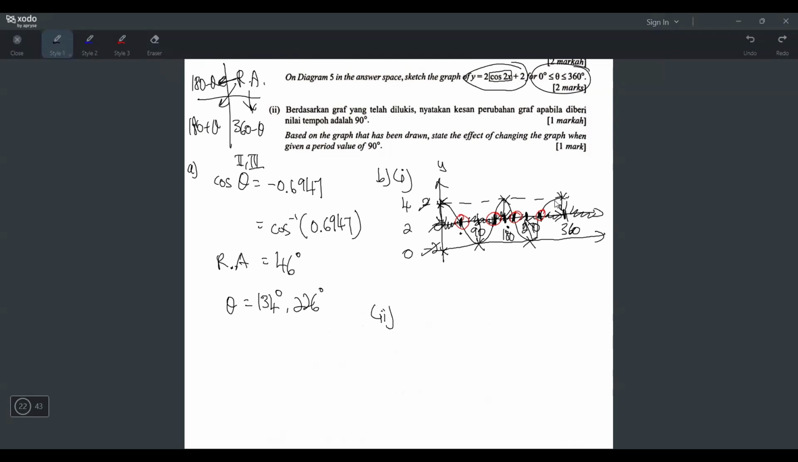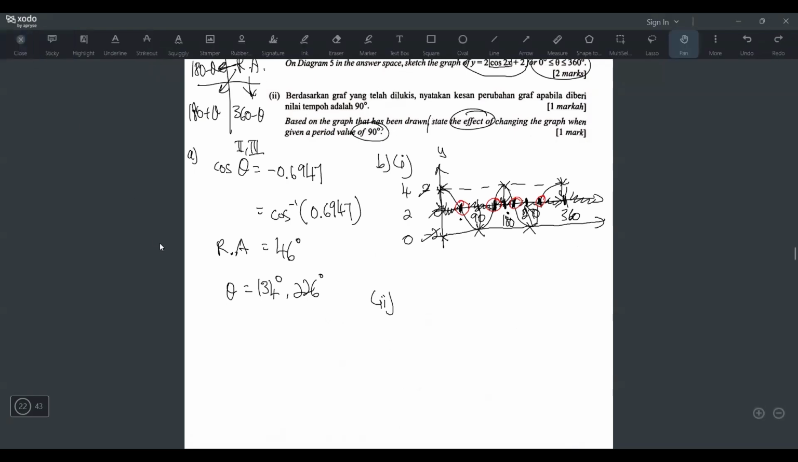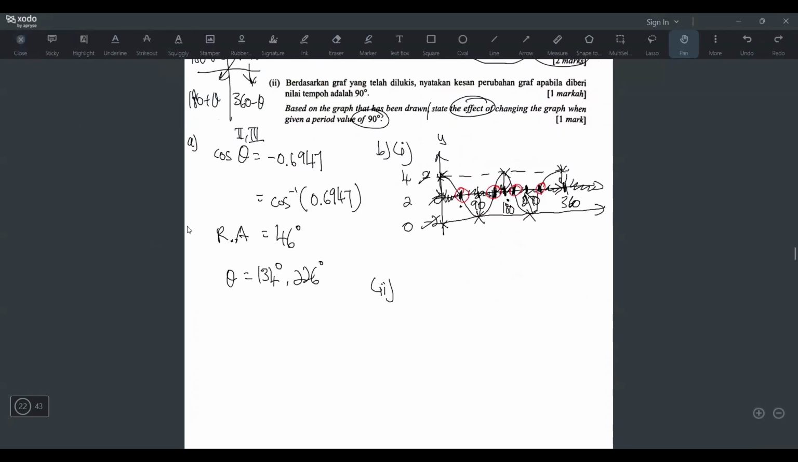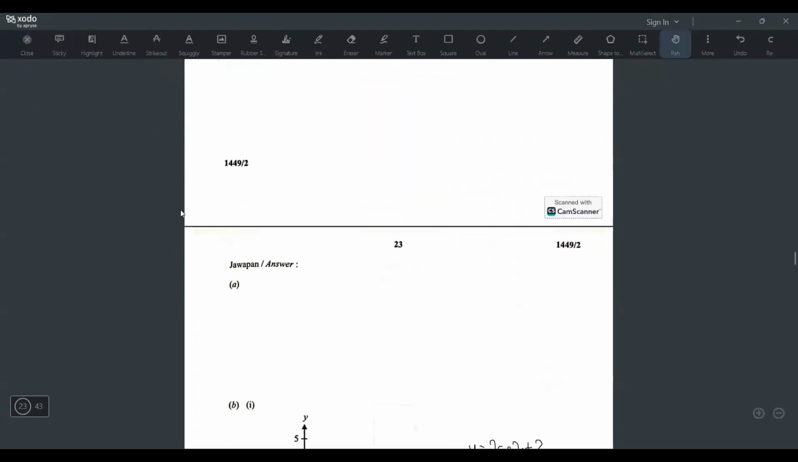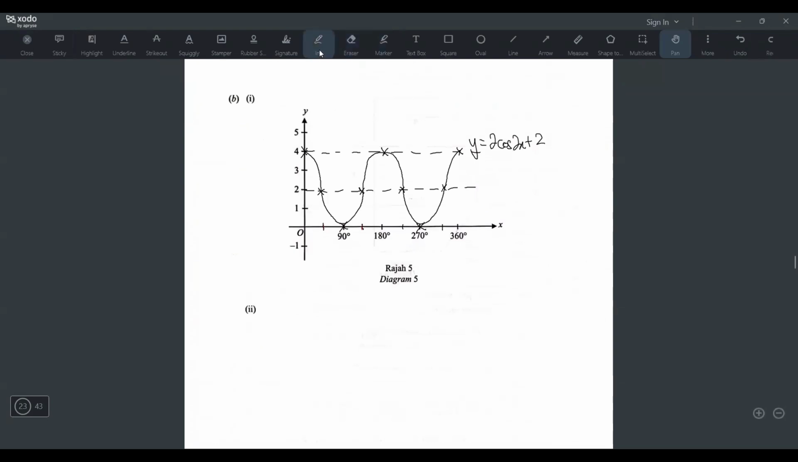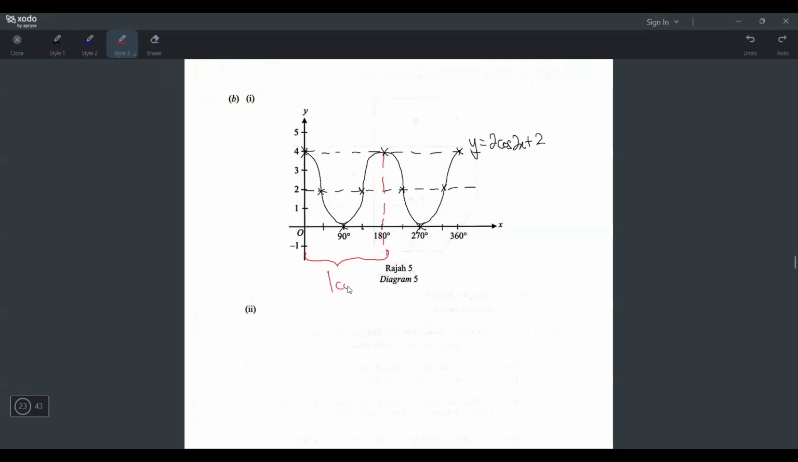Okay, number 2 now. Based on the graph that has been drawn, state the effect of changing the graph when given a period of 90. Okay, let's talk about period and cycle, because it's important. I'll explain using this diagram. So what is period and what is cycle? Like this is one cycle, from here to here.